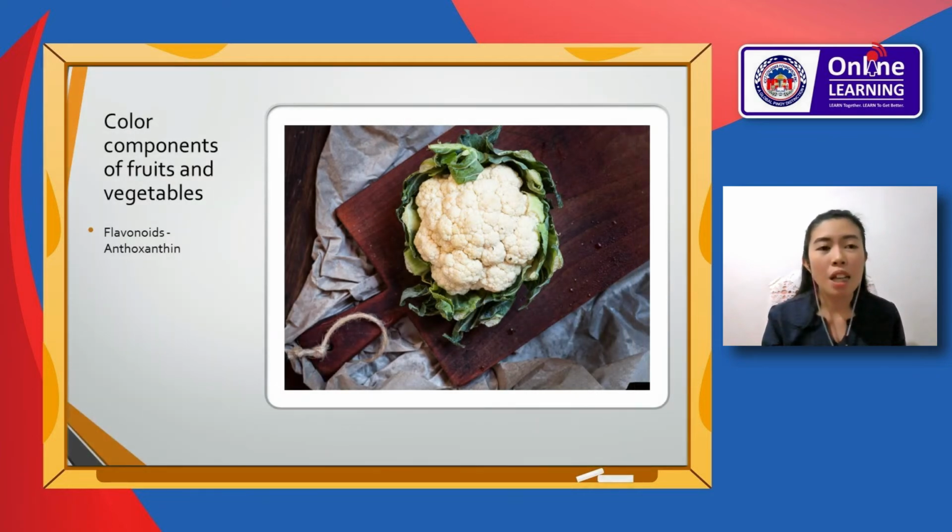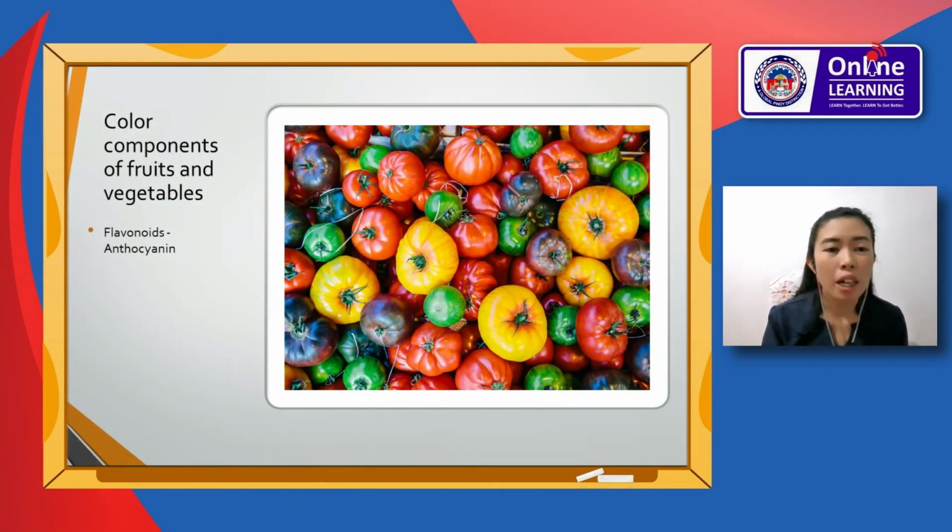And the third one is flavonoids. Flavonoids, or the antioxidant, are responsible for the yellow and colorless or white. For example, the yellow colored fruits or vegetables are good for our gums, teeth, and bones, like the banana. And next is the white colored source of fiber and potassium, of course.